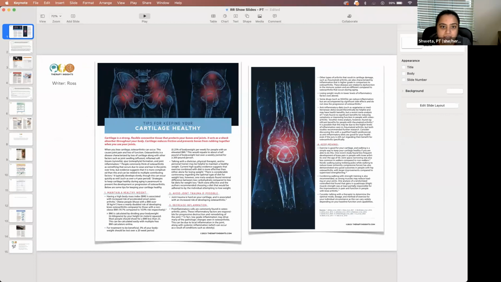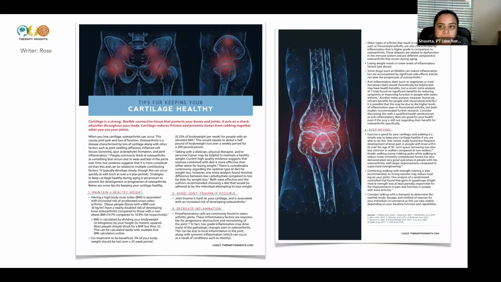So let's get started. We have a great lineup of resources this month, from tips for keeping your cartilage healthy, heart rate variability monitoring, to ankle brachial index and symptoms and differentiation of leg pain. Let's get started with our first resource. So the first resource that we're going to dive into today is tips for keeping your cartilage healthy. And this resource was produced by Ross, so I'll let Ross talk about it a little bit.